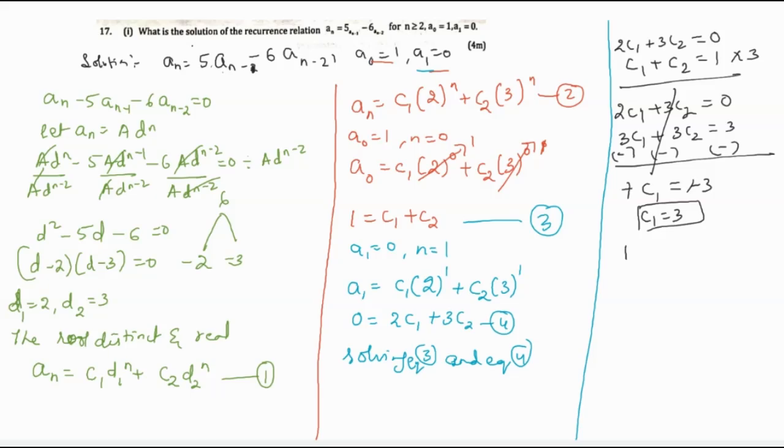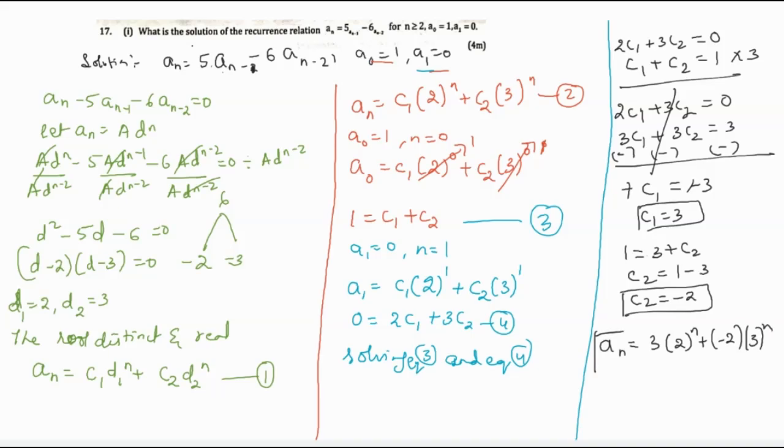Now substitute this value in equation 3. We get 1 equals 3 plus c2, so c2 will be 1 minus 3, so c2 will be minus 2. So now we have the c1 and c2 values. Substituting back in equation 2, we get a_n equals c1 is 3, 3 into 2 to the power of n plus c2 is minus 2 into 3 to the power of n. This is the final solution.